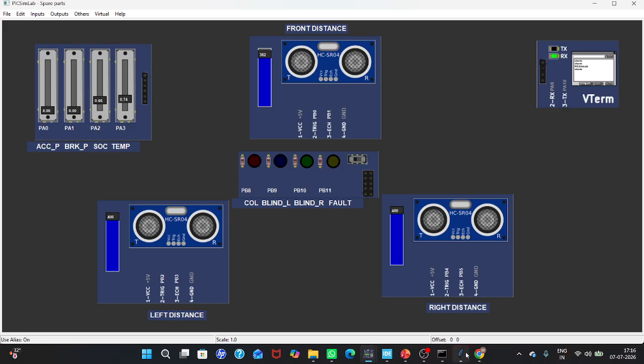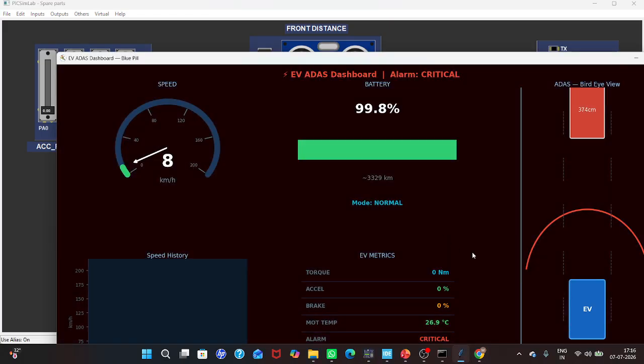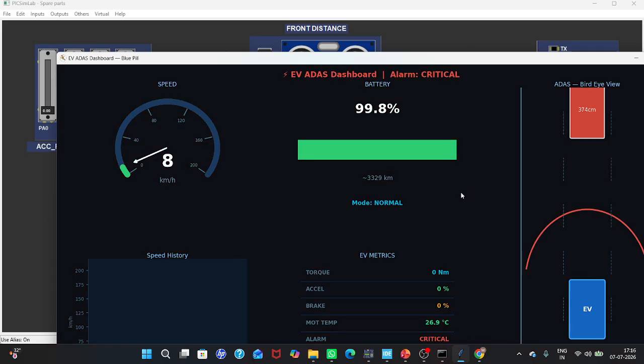Finally, all processed information is transmitted through UART to the Python dashboard, where it is displayed in real time using graphs, status panels, and a bird's eye ADAS view.